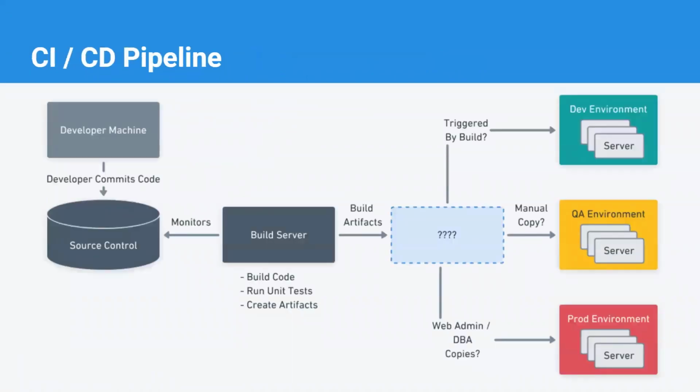So for anyone who doesn't know what Octopus is or what Octopus does, this is a common CI/CD pipeline that we see. We have a developer checking in some code into source control. We have a build server picking up those changes, building the code, running unit tests, creating some artifacts, and then triggering that off to be deployed to development, QA, or prod.